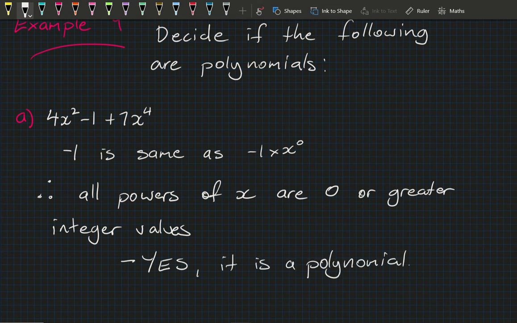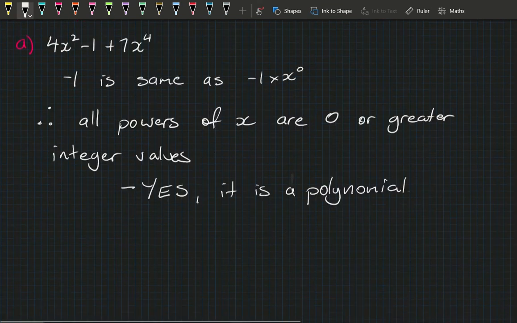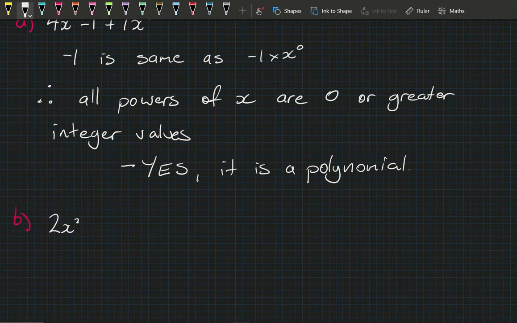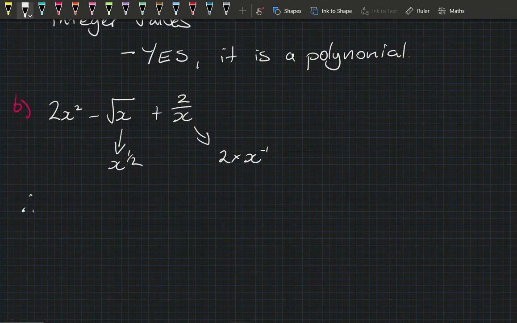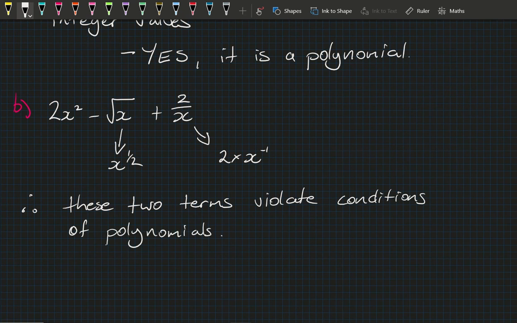Alright, let's move on to part B, where we've got 2x squared minus the square root of x plus 2 on x. So the square root of x is the same as saying x to the half, and 2 on x is the same as saying 2 times x to the minus 1. So a half is not a whole number, and minus 1 is a negative number, so both of these terms violate the conditions of polynomials. So therefore, it's definitely not a polynomial.